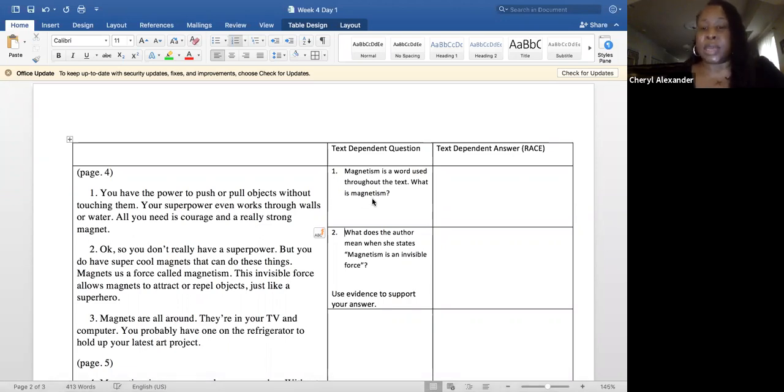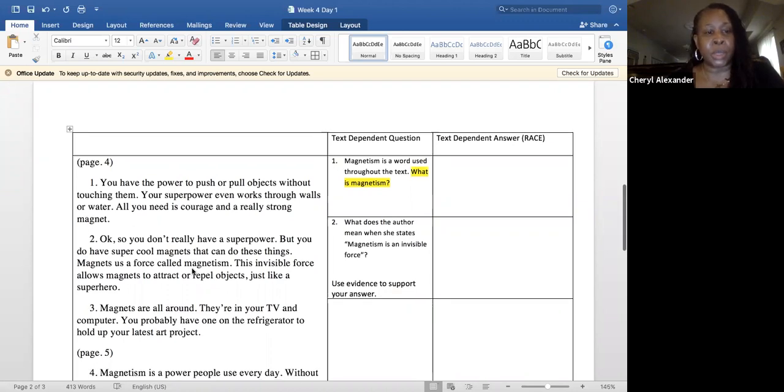So now the second step is to highlight the question so we can know exactly what we're being asked here. We're looking for what is magnetism. So I'm looking for a definition. So I'm going to skim through the text. I remember paragraph 1 just kind of talks about you having superpowers.